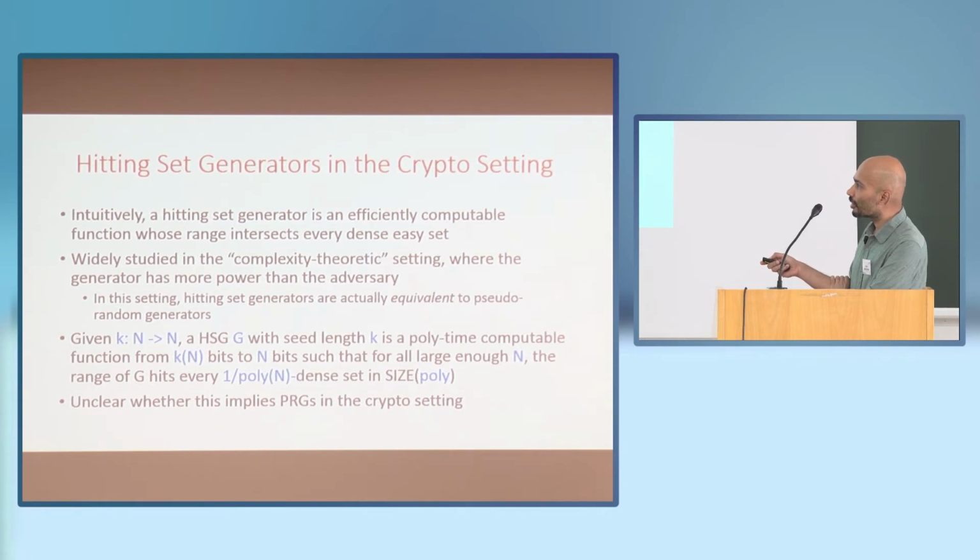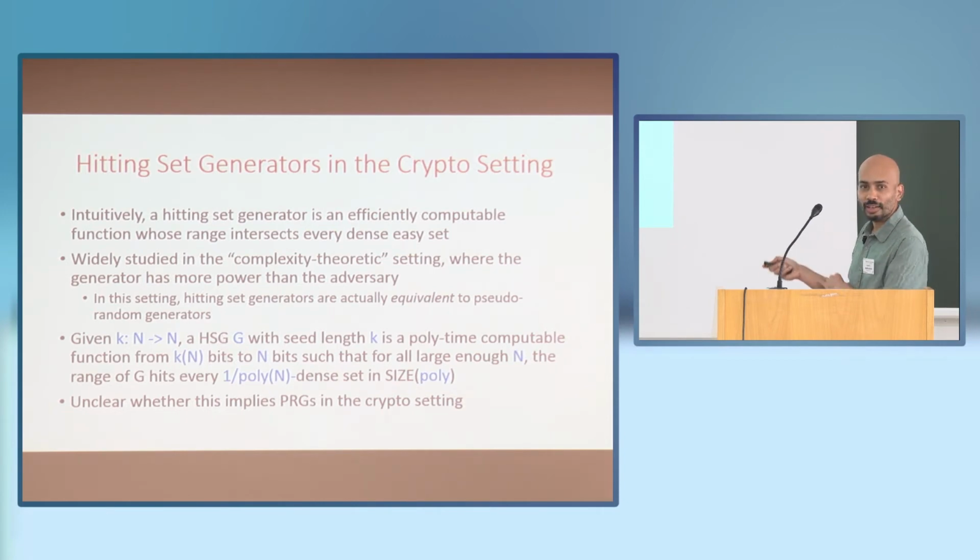What's a hitting set generator? A hitting set generator with seed length k(n) is a polynomial time computable function from k(n) bits to n bits, such that for all large enough n, the range hits every dense set. A 1 over poly(n) dense set means a set such that at least a 1 over poly(n) fraction of inputs is in the set, the standard definition of density. And the set is of polynomial size. But here you have something computable in fixed polynomial size, and it hits every set computable in arbitrary polynomial size.